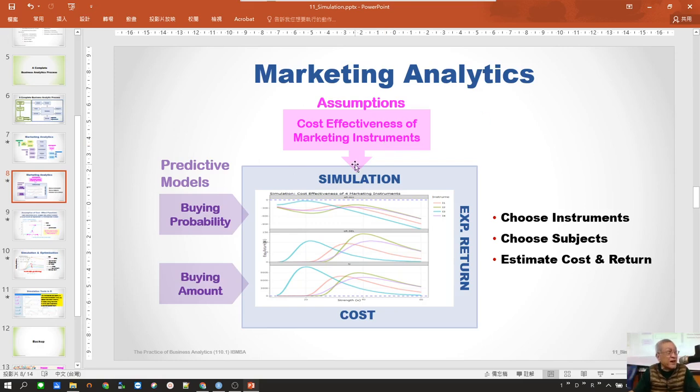If you can make the assumption like that, you can simulate what is the optimum strength of the instrument. The strength of the marketing instrument is actually represented by its cost. In our coupon example, the more cost I spend, the more effective it is, but the curve is not linear. You need to make some assumption on the cost-effective function of the marketing instrument, and then use this assumption plus these two predictions, we can do simulation.